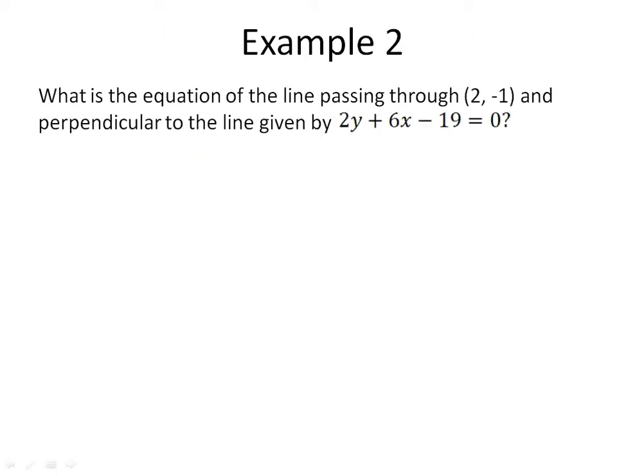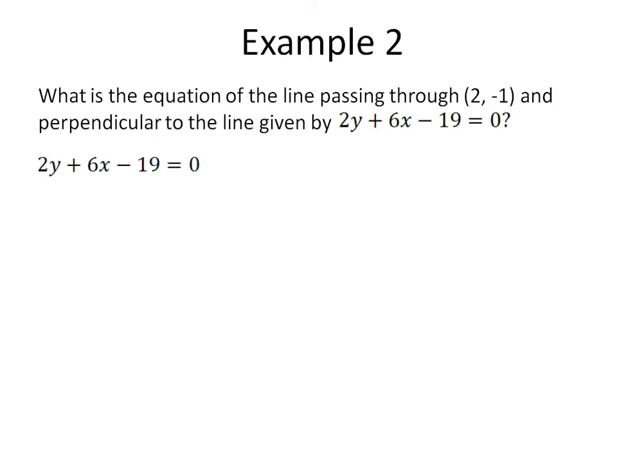Okay. Example 2, what is the equation of the line passing through (2, negative 1) and is perpendicular to the line given by 2y plus 6x minus 19 equals 0? So the first thing we have to do is find the slope of the line that they gave us the equation for and find out what's going on here.